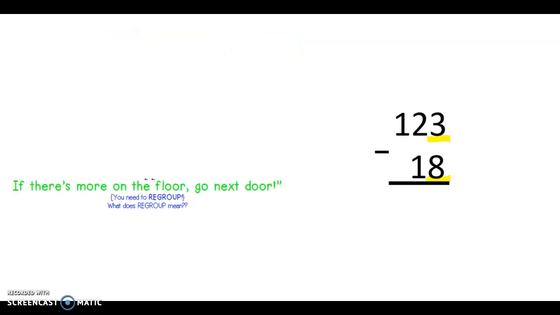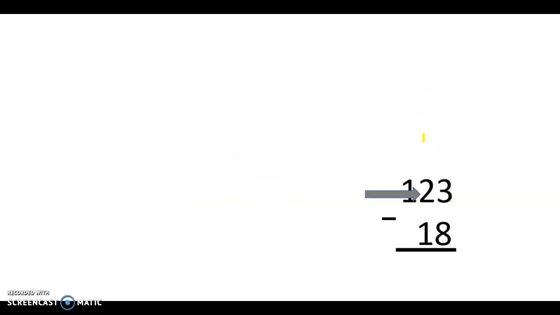So if there's more on the floor, go next door. We're going to have to regroup because we can't take 8 from 3. 3 is less than 8. So since 8 is more, we go next door. So we're moving over to the tens place.